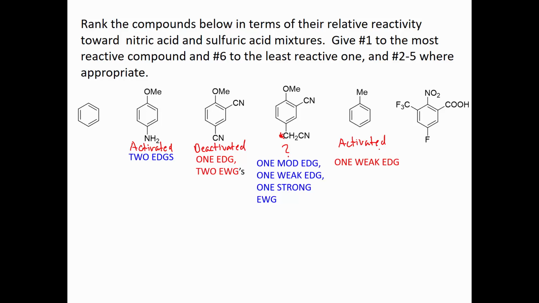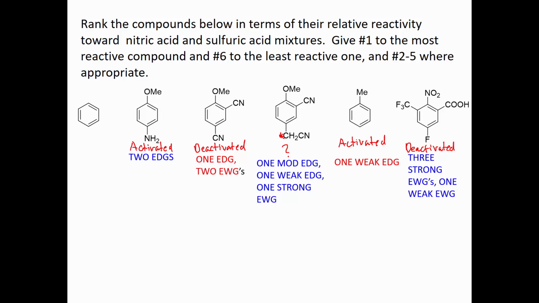Okay, and the last one here is actually, we have three strong electron withdrawing groups and one weakly electron withdrawing group of fluorine. Actually two of them are moderate, but it doesn't really matter here because we're going to see that this one is going to overwhelmingly be number 6, and this ring here we're going to refer to as being a deactivated ring system. Actually quite deactivated.